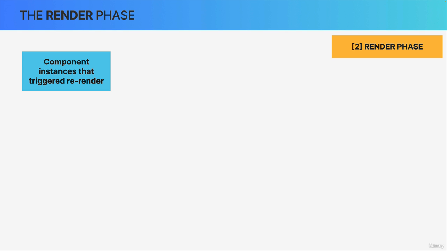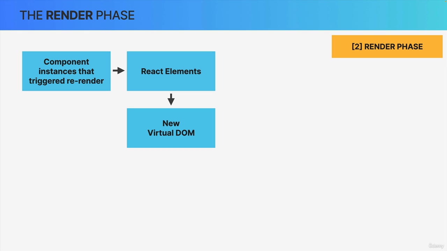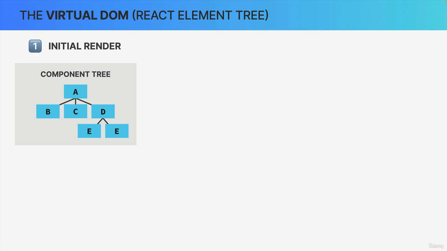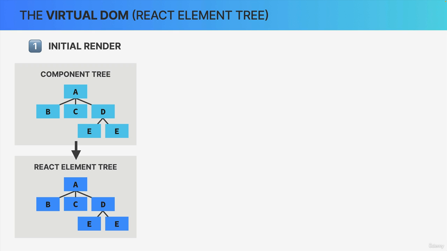This will create updated React elements, which all together make up the so-called virtual DOM. And this is a term that you might have heard before, and so let's dig a little bit deeper now into what the virtual DOM actually is. So on the initial render, React will take the entire component tree and transform it into one big React element, which will basically be a React element tree like this one. And this is what we call the virtual DOM.